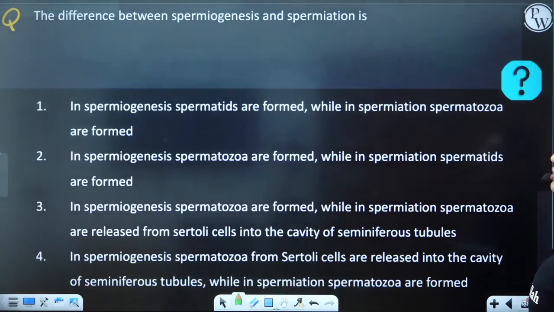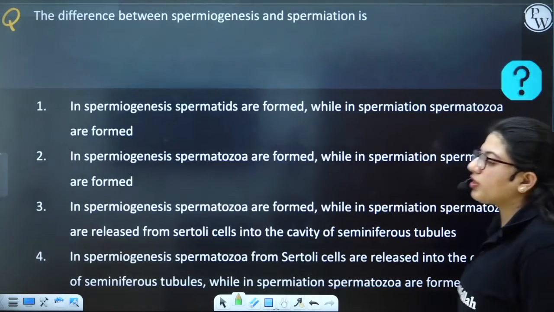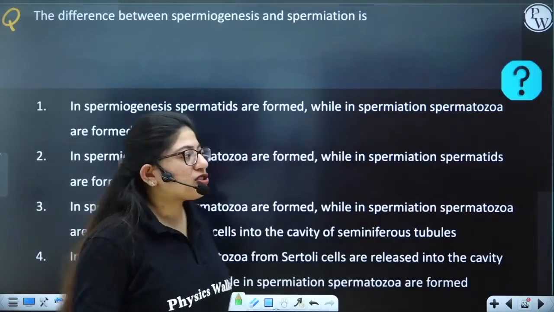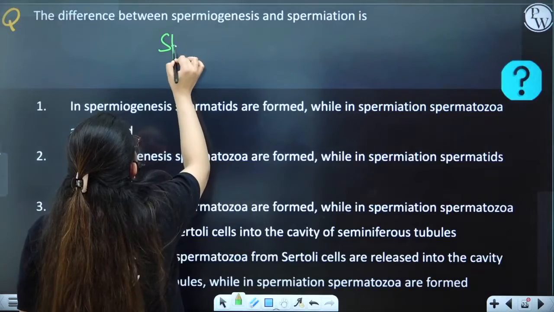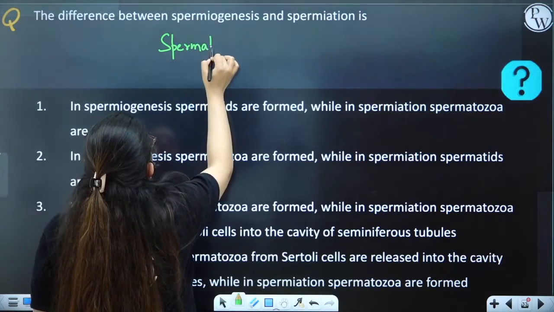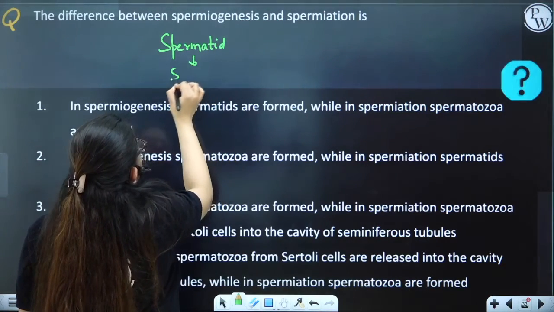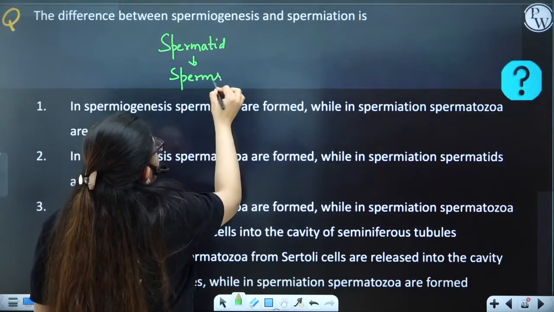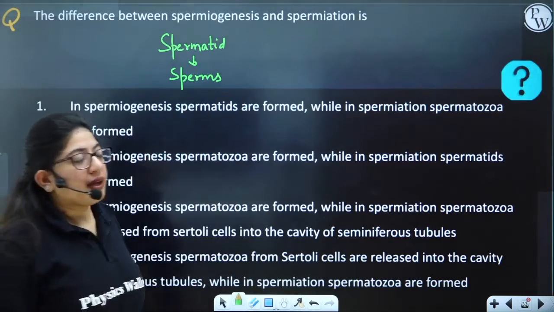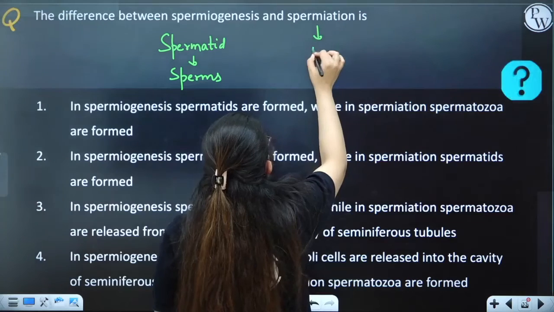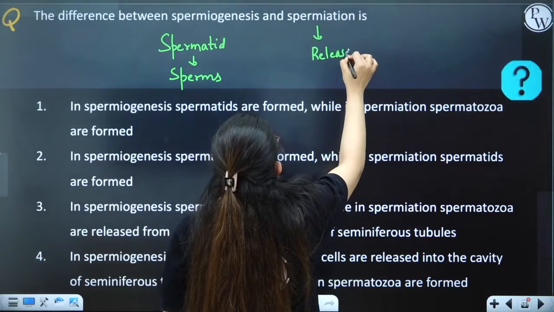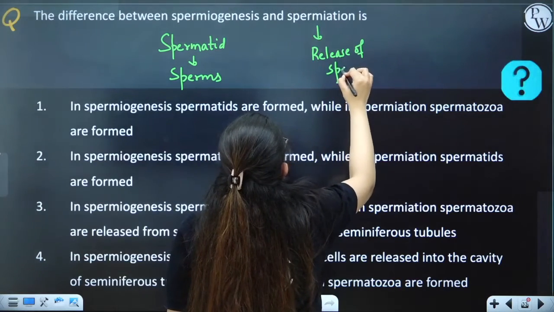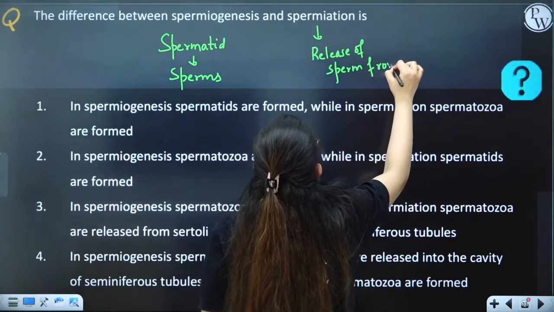The difference between spermiogenesis and spermiation is, what is spermiogenesis? Formation of sperm from spermatid. Spermatid to sperm is spermiogenesis. What is spermiation then? It is the release of sperm from Sertoli cell.